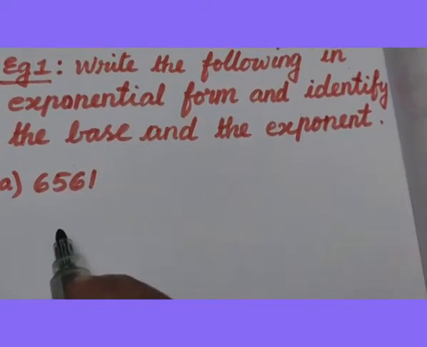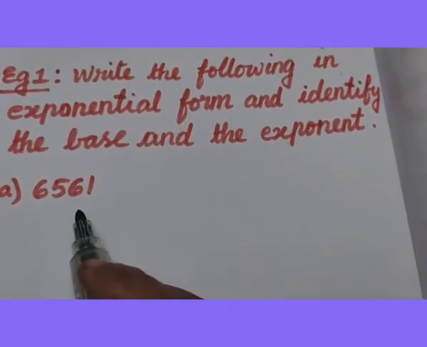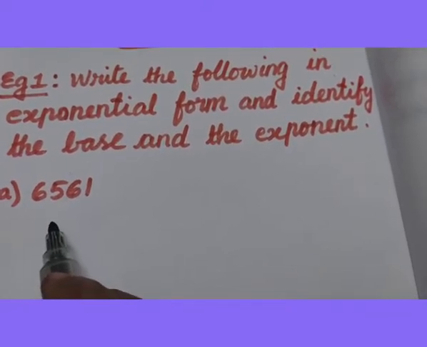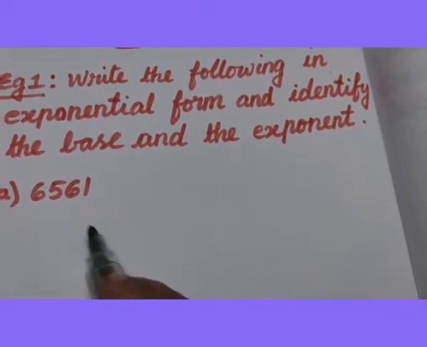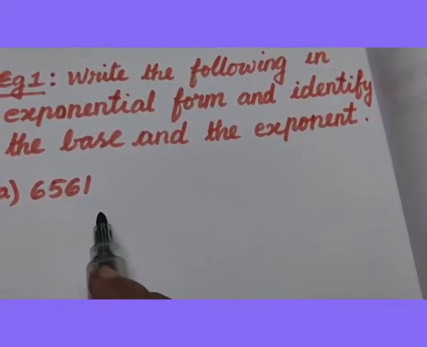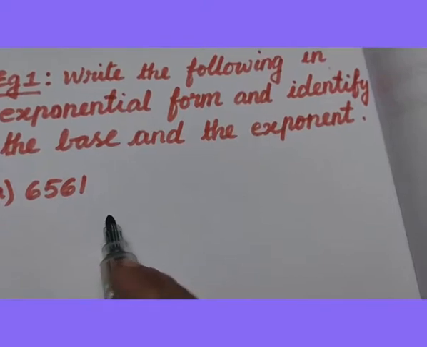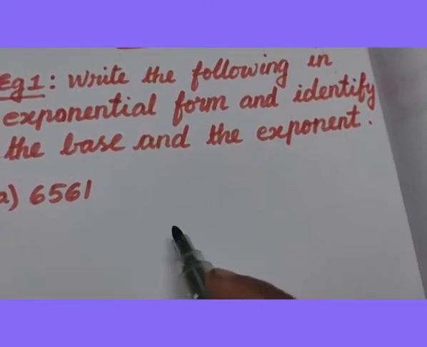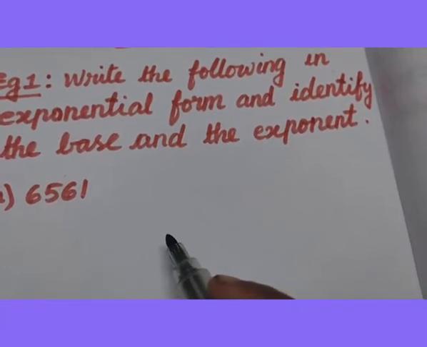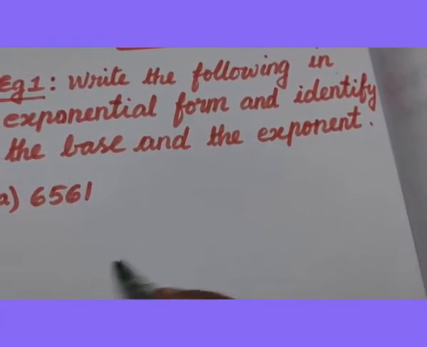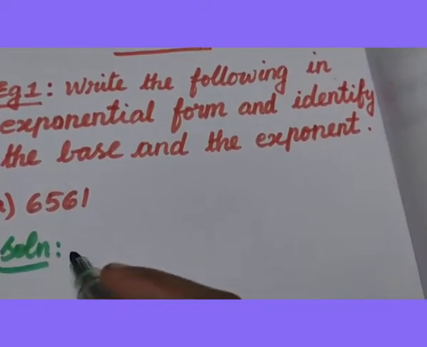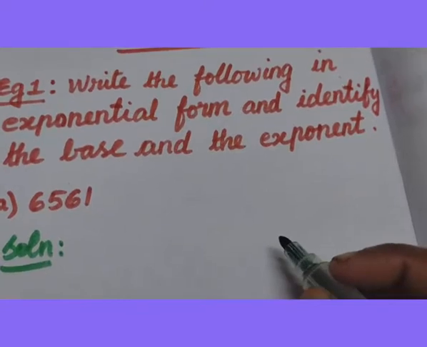Our first question is example 1 from page number 72. First question is 6561. First, we have to factorize this 6561 using prime numbers. After that we have to write in exponential form. Then only we can identify the base and the exponent. First we can find the exponential form. First we have to factorize this number.